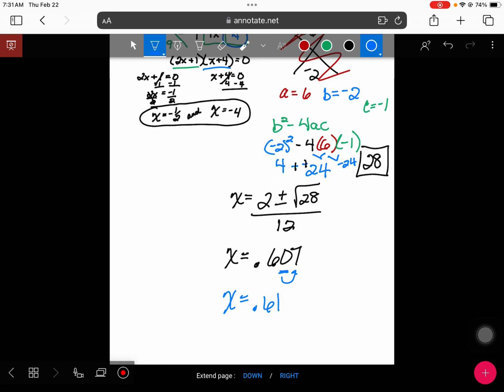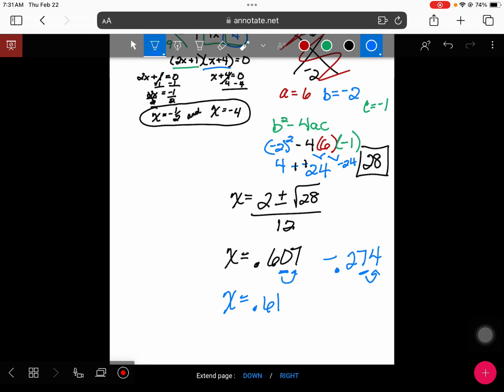Then I'm going to do the negative. So that is 2 minus second x squared, 28, enter, divided by 12, enter in arrows, negative 0.274. Round to the hundreds place.